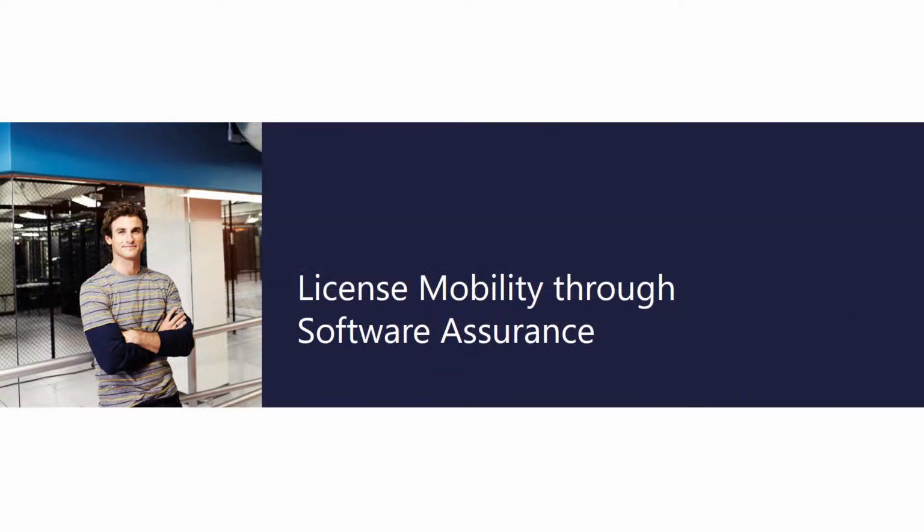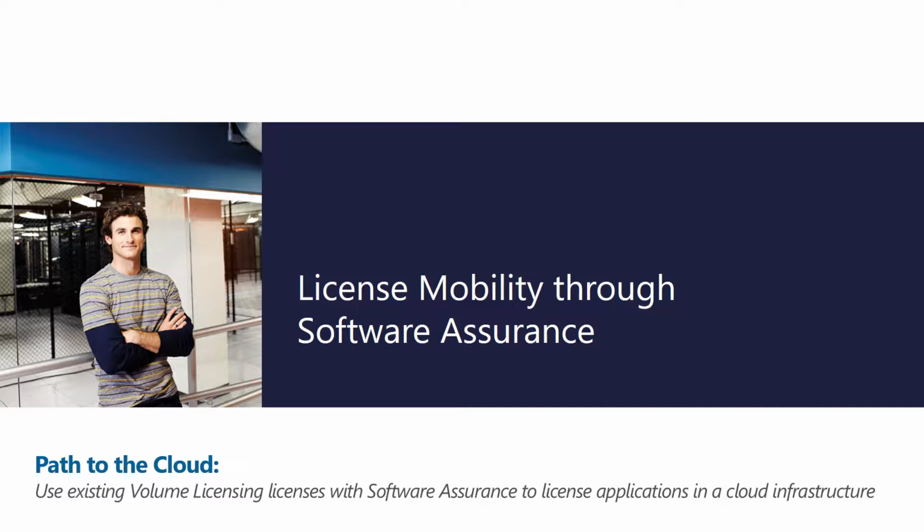Our first topic is license mobility through software assurance. Now, how does this help organisations get to the cloud? Well, of course, it's all about using existing volume licensing licenses with software assurance to license applications in a cloud infrastructure. This means that it's very easy to move application server workloads to the cloud. There's nothing new to purchase from an application server's licensing perspective. Let's take a look in detail.